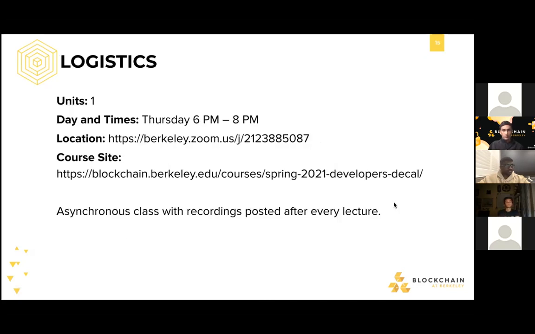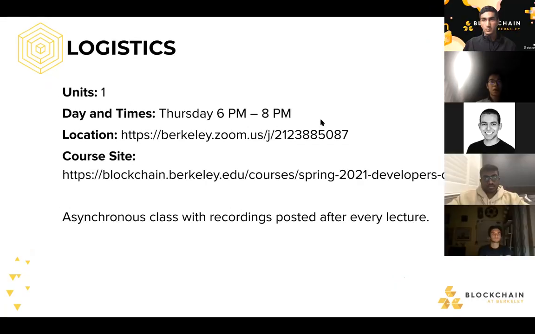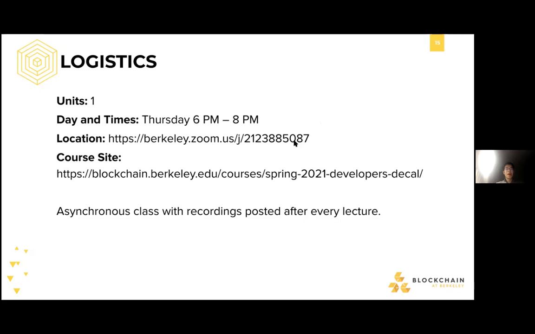So then our course will be for 1 unit. We would be emailing everyone a class code after this lecture. It would be from Thursday, 6 p.m. to 8 p.m. on the same Zoom link. We would have recordings posted after every lecture in case you aren't able to make the class.